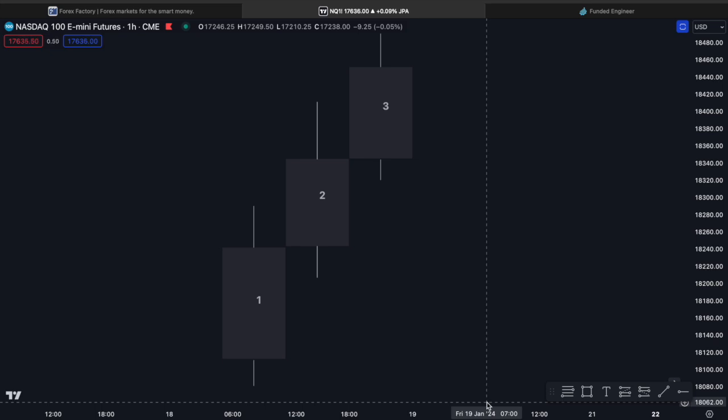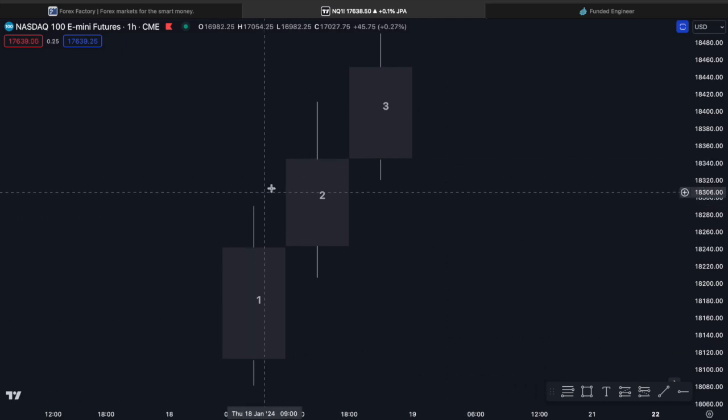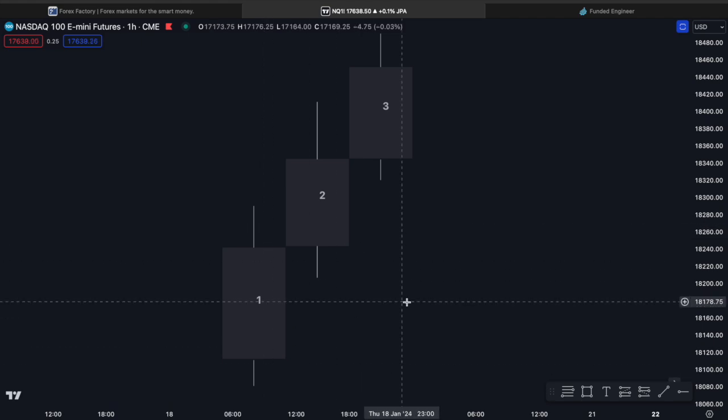Today's going to be a really quick video on fair value gaps. Fair value gaps are inefficiencies created in the market, which can later on be used as confluence or general entries or exits. Similar to our last video on liquidity, we're paying attention to a three candlestick formation.